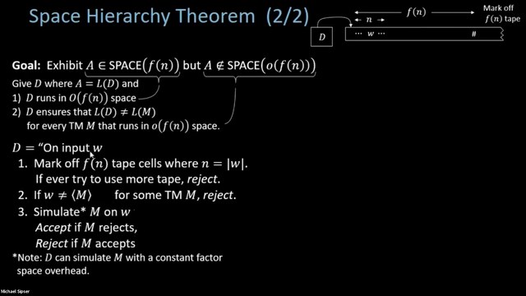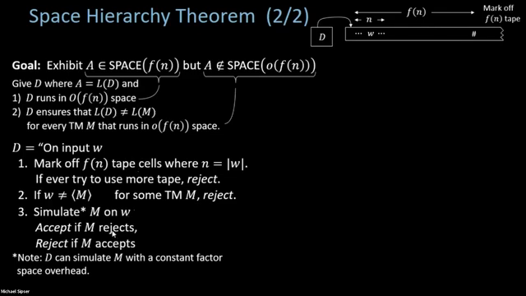The point is that D is doing something the opposite of M. Now, D can't be different from every M because D itself is a Turing machine, of course. But the thing is that D is only running within F of N tape cells. So it has to be able to do that simulation of M within that amount of tape. If M is using a lot of tape, then D is going to use a lot of tape and it's just going to reject.